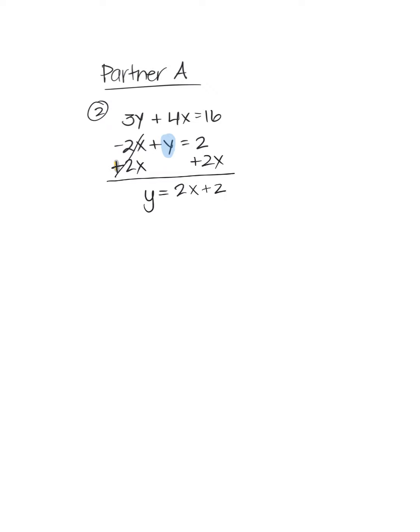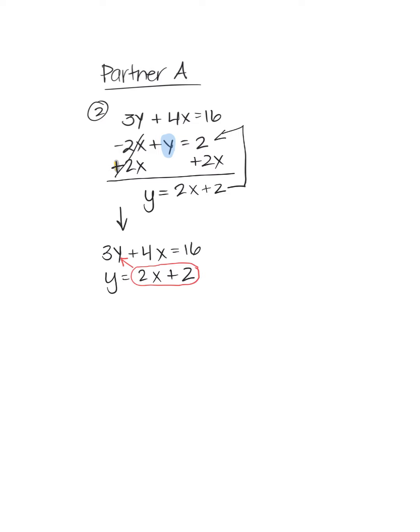Now, the y is isolated. I'm ready to do my system. So my original equation, or my first equation, is 3y plus 4x equals 16. My second equation now is y equals 2x plus 2. These are equivalent equations, right? I just moved it so the y is isolated. All right, but the reason I did that is because now I'm going to substitute for y.